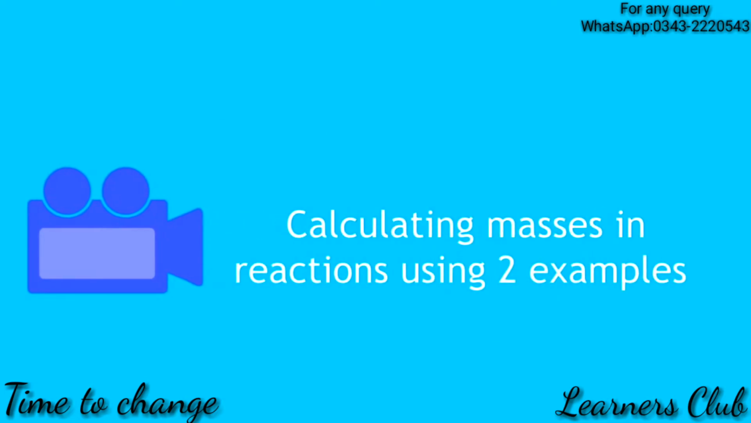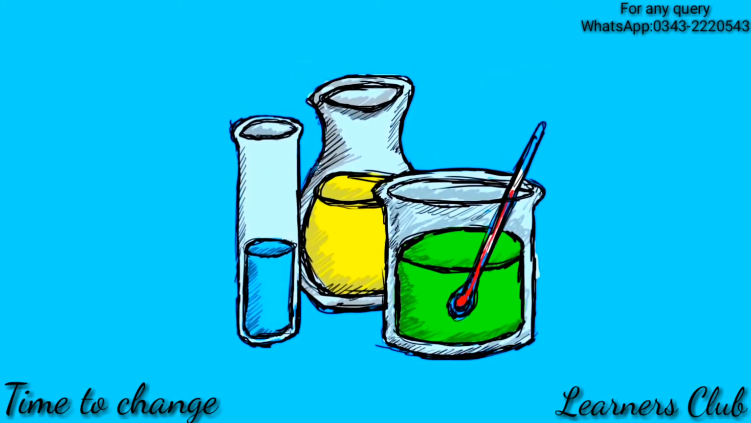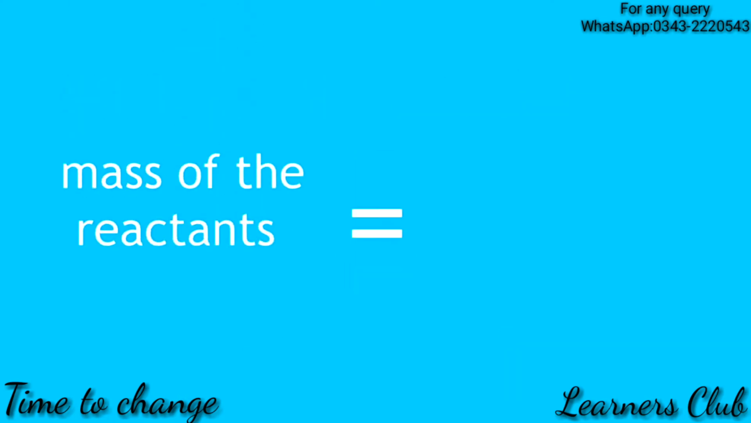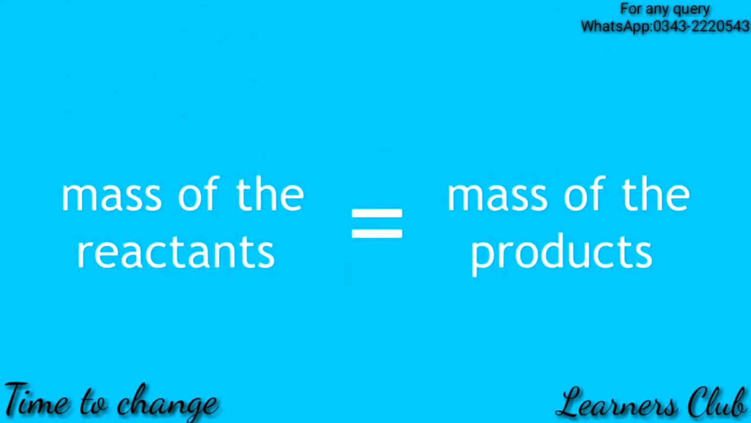In this video, we are going to learn about calculating masses in reactions using two examples. There is an important rule in chemistry, being that the mass of a reaction is always conserved. This means that the mass of the reactants must equal the mass of the products.